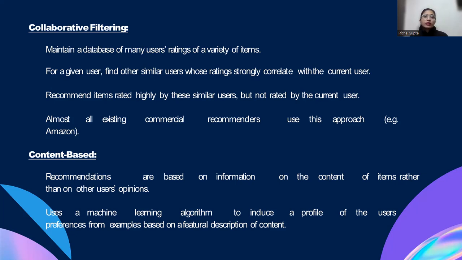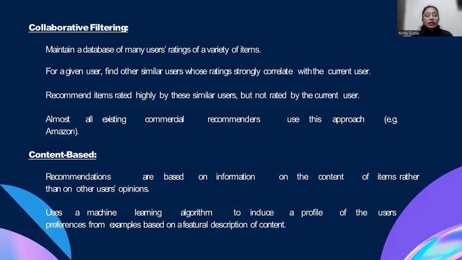So here the comparison is with respect to users: the users who have bought A have also bought B. This is how collaborative filtering works, and here the user is being compared with the other users in the database. While in content-based filtering, recommendations are based on the information on the content, not on other users' opinions. It is basically the content of items rather than the users' opinions.